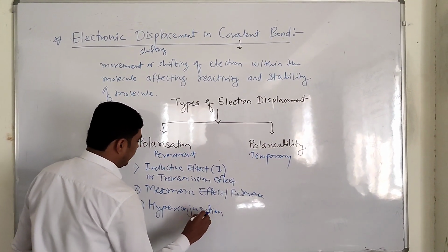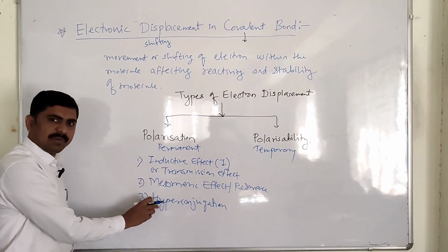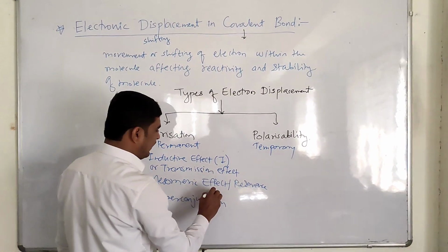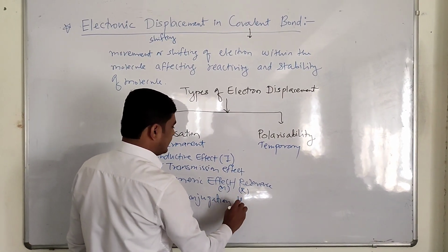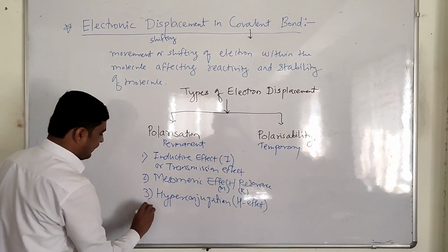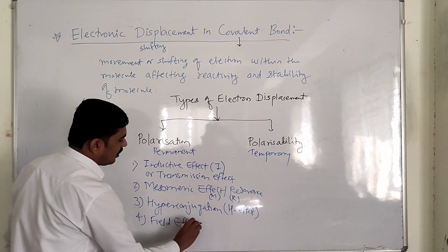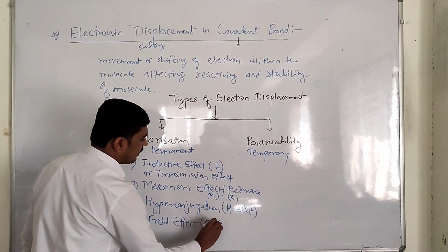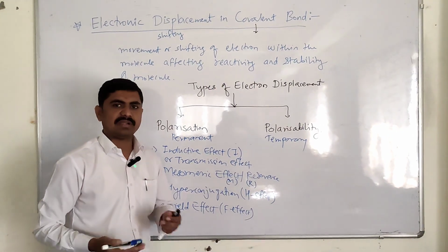Hyperconjugation is a permanent effect. So the polarization effects are the inductive effect, mesomeric effect, and hyperconjugation effect. The mesomeric effect is called the M effect or R effect. Hyperconjugation is called the H effect, and the last one is the field effect, or EF effect. These are the permanent effects in electron transfer.